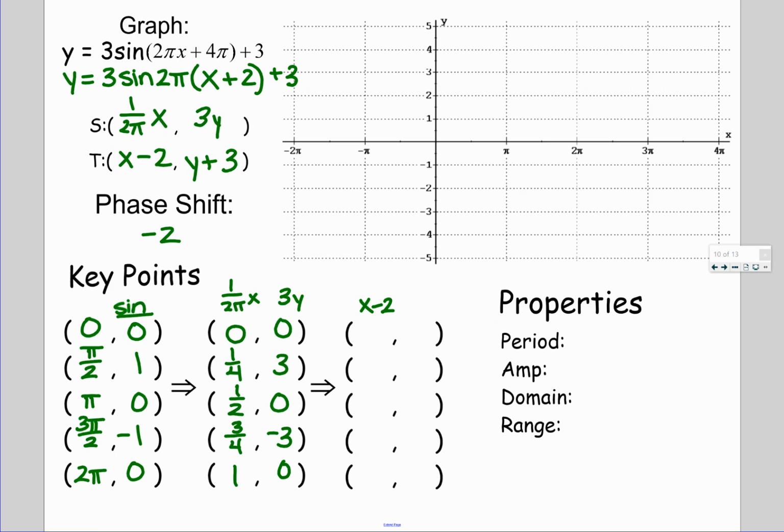X is minus 2, y is plus 3. Negative 2. And you can use decimals if you want to. Like this one, I'll probably use a decimal. Negative 1.75, negative 1.5, negative 1.25, and negative 1. They're exact. That's fine. All my y's plus 3, I get 3, 6, 3, 0, 3.